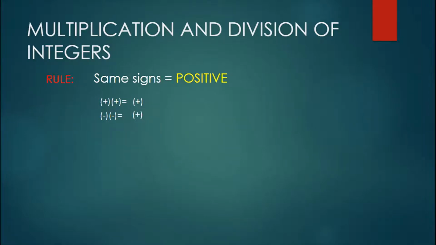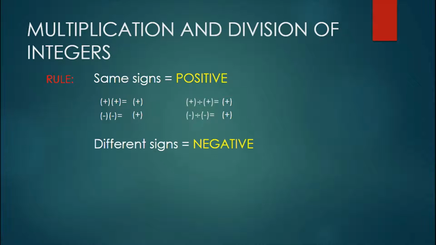Same in division. Positive divided by positive is positive. Negative divided by negative is positive. Now, how about if we are multiplying or dividing unlike signs or different signs? If we are dividing or multiplying integers with different signs, the answer is negative.